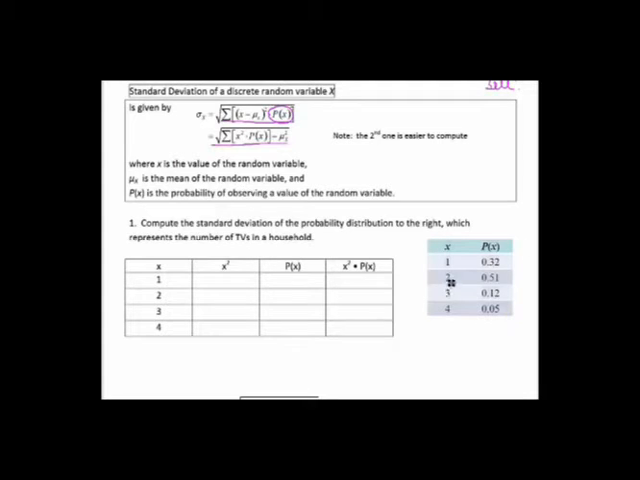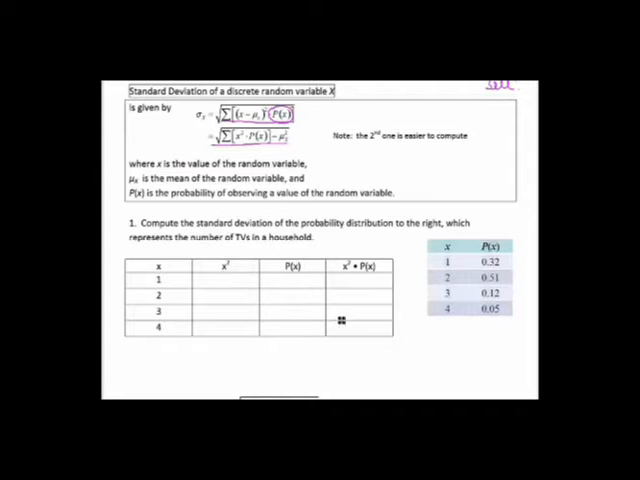Here's our data. It says the number of TVs in a household. If you pick a random household, what's the probability of them having 3 TVs in there? Well, not very much. It's 0.12. What's the probability of them having 2 TVs? That's a big one. There it is. What's the probability of them having 4 TVs? Also not very big. Okay, so you can fill all this out and do it by hand, but you can also do it with the calculator.